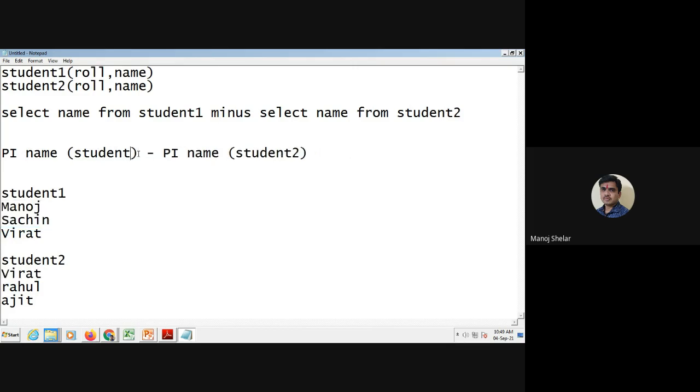Suppose here student 2 minus here student 1. Then the result is, except the common values, the remaining display of the second table. So here Virat is common in both. So the output of this query is what? Rahul and Ajit. Rahul and Ajit is the result of this relation. Okay, so this is a simple SQL query and this is a simple relational algebra query.